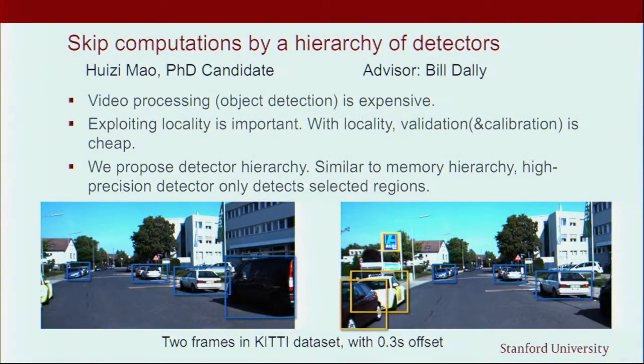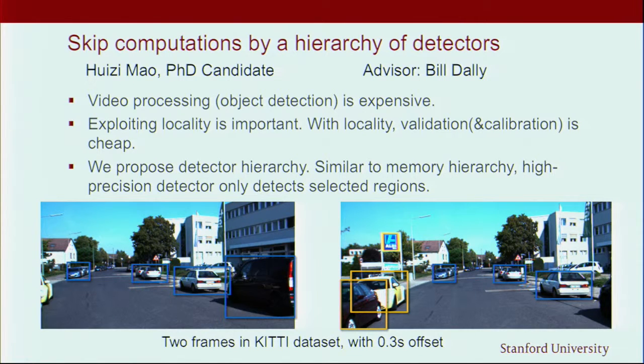So today I'm going to present skipping computations by a hierarchy of detectors. So basically we want to accelerate the object detection problem in the video. So the problem is that to capture a video stream is really cheap, but to process it, for example, to do object detection is really hard. And so we would like to exploit the locality in the video streams.